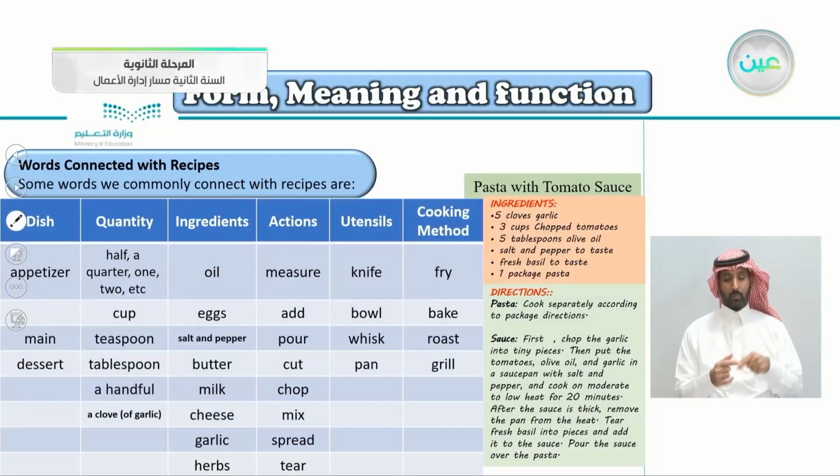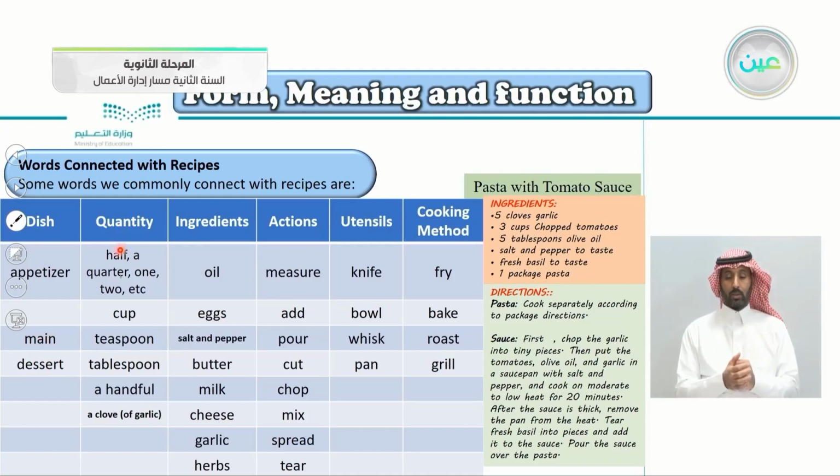Continuing with our lesson here, words connected with recipes. Those of you who like to cook will like this lesson now. Some words we commonly connect with recipes are, let's take the dishes first. The dishes, we have the appetizer. This is in the beginning of the meal, like soup, for example. Then we have the main dish. Then we have the dessert, the sweets here. So appetizers, main dish, and dessert.